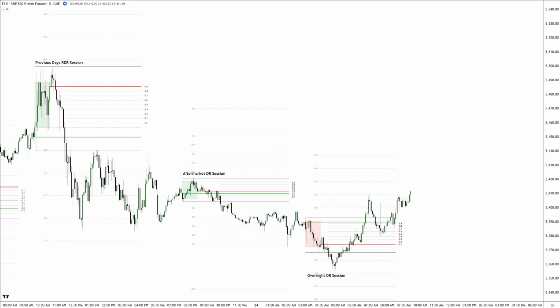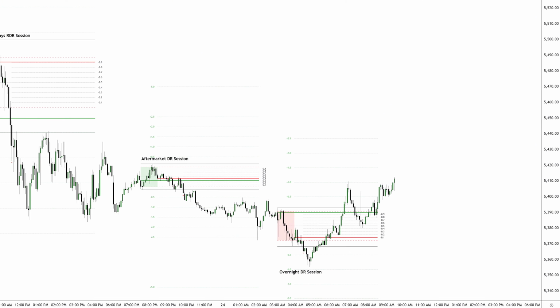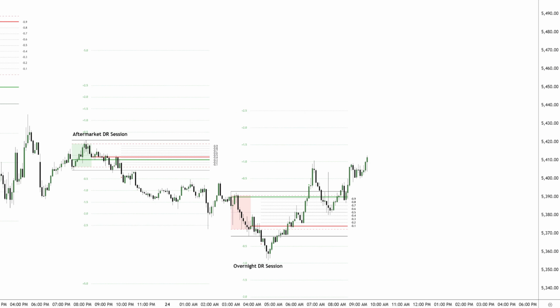Before we get into the regular DR session for Thursday on the S&P 500 futures, it's essential to step back and first analyze what's already unfolded. Looking at the aftermarket and overnight DR sessions together, we can clearly identify a DR downside model, since the overnight DR session respected the aftermarket high and never traded above it.